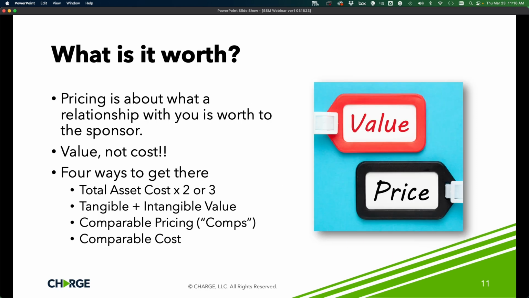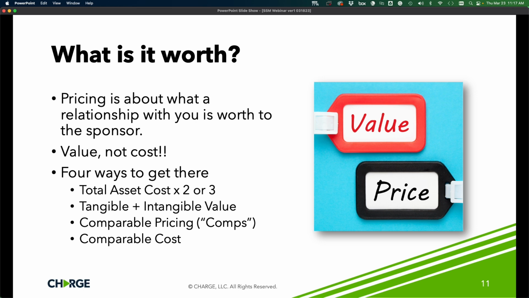Then the intangible value is what is the value of being associated with you? Because part of what sponsorship is, there's value in the partnership. That is, because your brand has value, especially to your audience, it's valuable to the sponsor to be able to say, I'm an official sponsor of such and such nonprofit or such and such event.